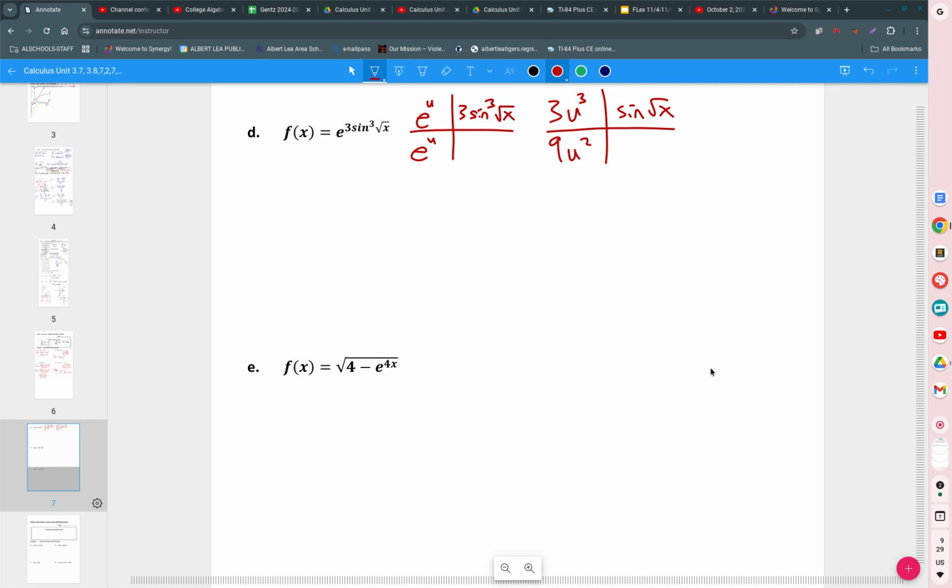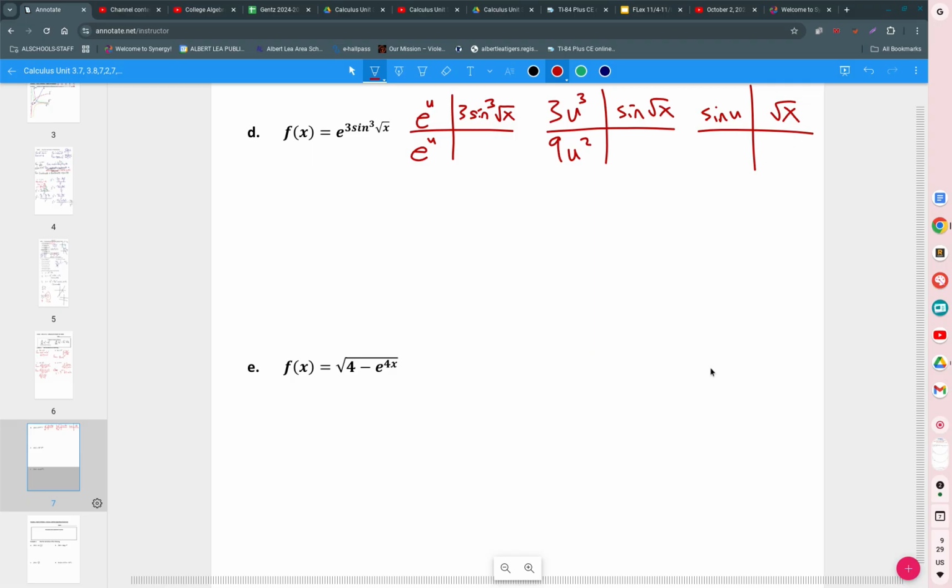I think we need another chain rule. This is a long chain. I think I'm starting to like the chain. So I've got sine of u, and I've got the root of x.